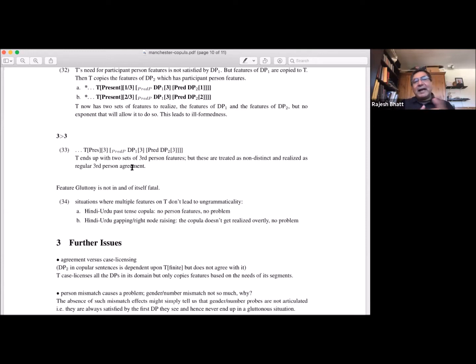Just one more thing, what happens in the 3/3? In the 3/3, you're looking for participant, you don't find participant, so you take the third person features, but then maybe you look at the next element, but that doesn't give you anything, it doesn't improve your lot, so you don't copy anything more. Okay, so the idea is that additional copying only takes place if it increases the features that you want, right? And that doesn't happen. So in this case, this does not lead to gluttony. You only copy the features of the first DP, and that's that.